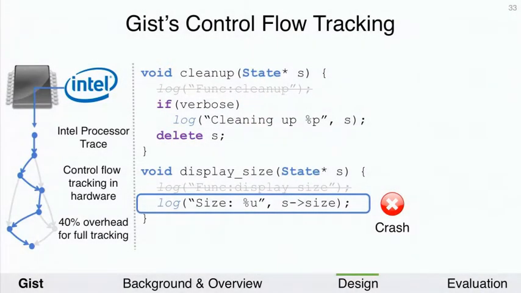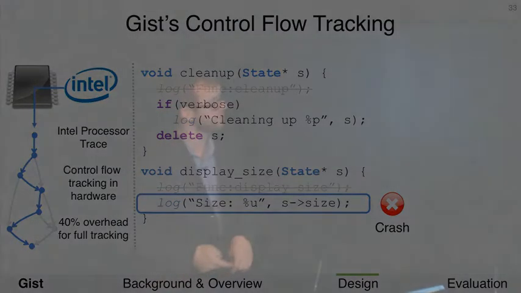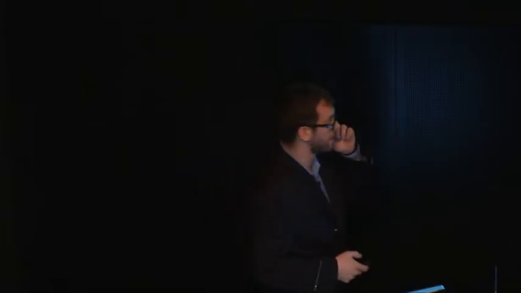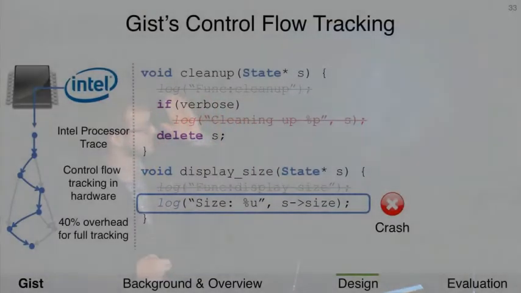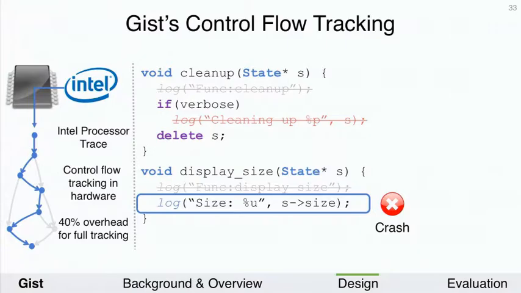So coming back to the example that I previously talked about, what happens is that when GIST tracks the control flow, it will determine that the log line that's printing the address of the pointer S is never actually executed. And this is expected because in most cases, when people deploy code in production, they will disable verbose debugging messages. And so GIST is able to remove that line, as it has never been executed in the executions that it monitored.